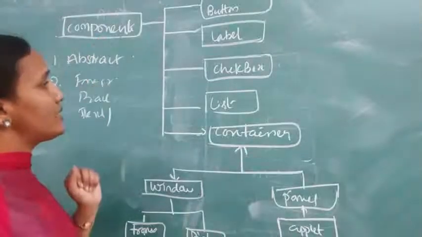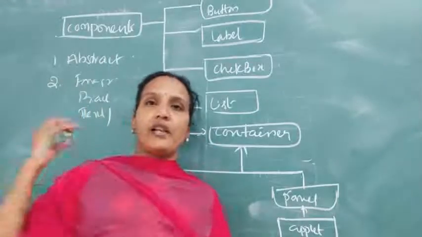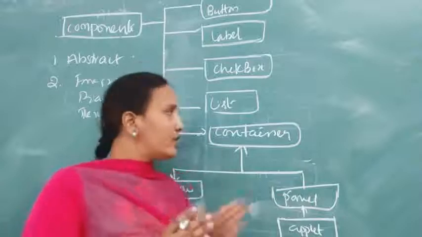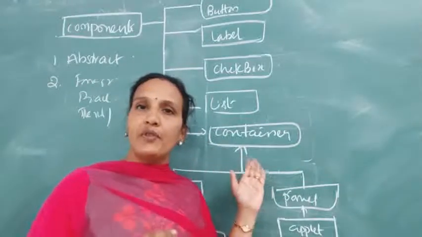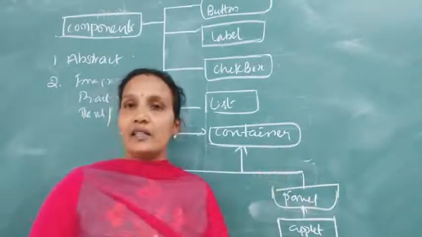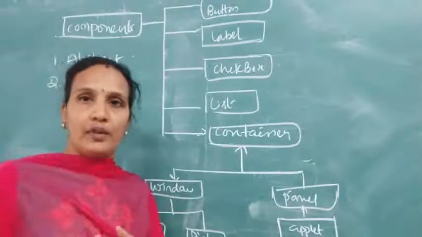Now, the next class is a container class. See, container means what actually? It is a collection of something. It stores something, container. In the same way, in the abstract window toolkit also, container is a class. Container is a class which contains different components.